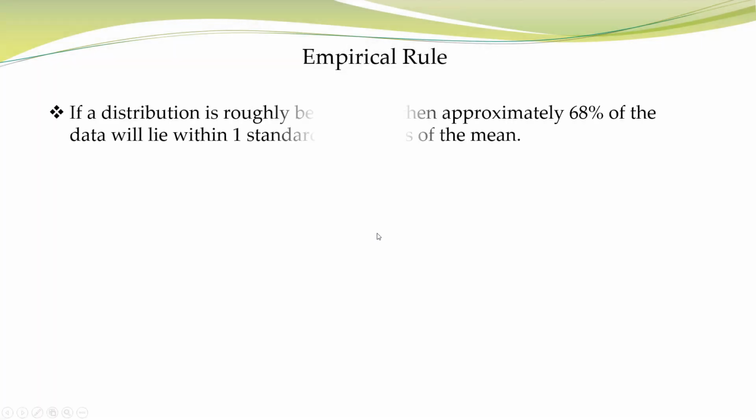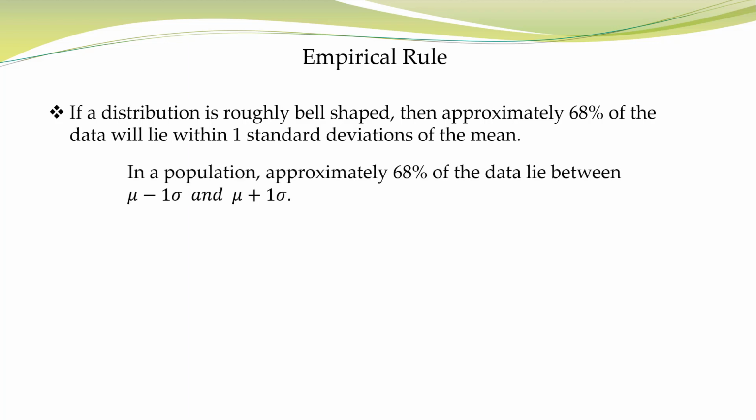Now we want to talk about the empirical rule. If a distribution is roughly bell-shaped, then approximately 68% of the data will lie within one standard deviation of the mean. In a population, approximately 68% of the data lie between mu minus 1 sigma and mu plus 1 sigma. That's the mean plus 1 standard deviation, mean minus 1 standard deviation.